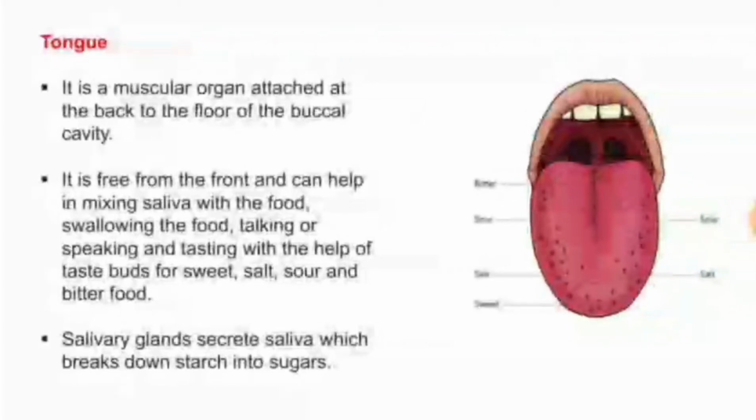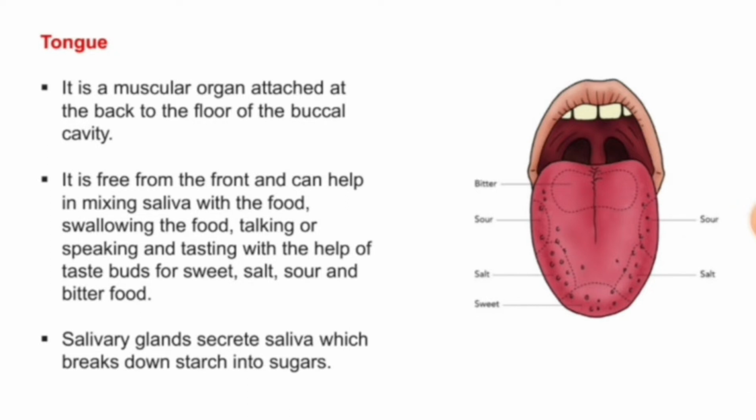This is the second part of the chapter Nutrition in Animals of class 7. In the previous part of this chapter, we saw the digestive system in humans, that is, we looked at teeth, then the digestive system and the parts of the human digestive system, and so on.